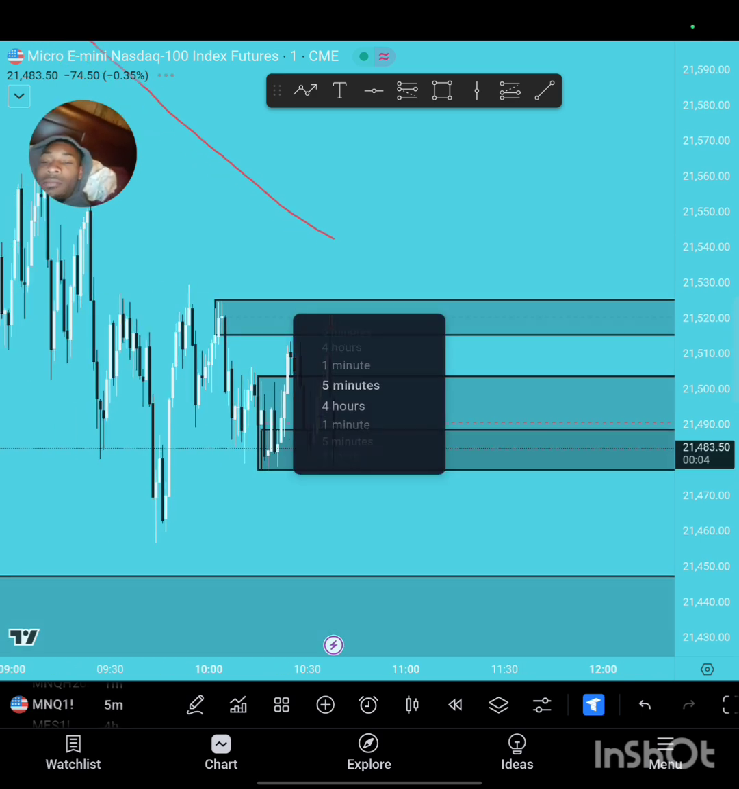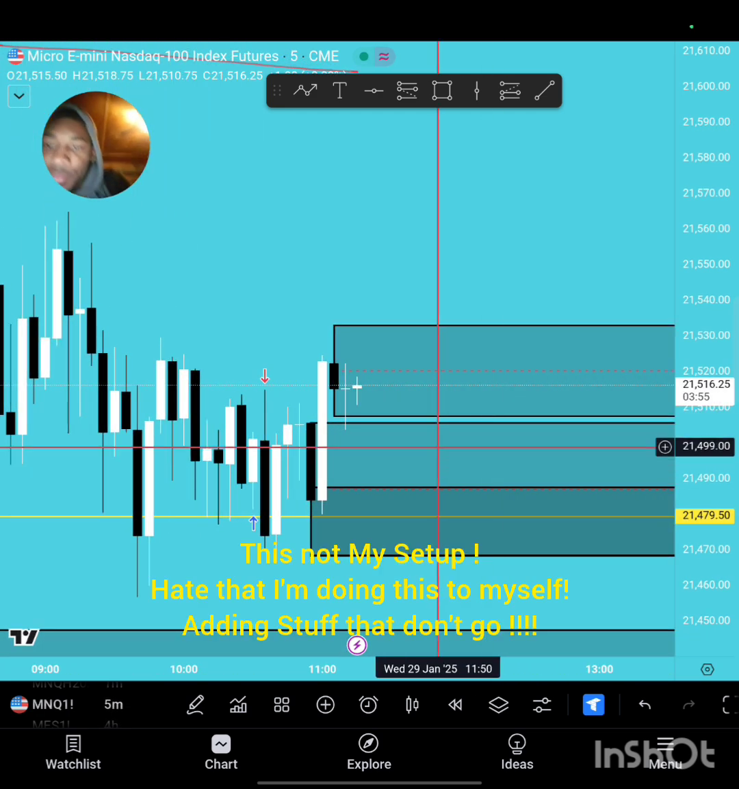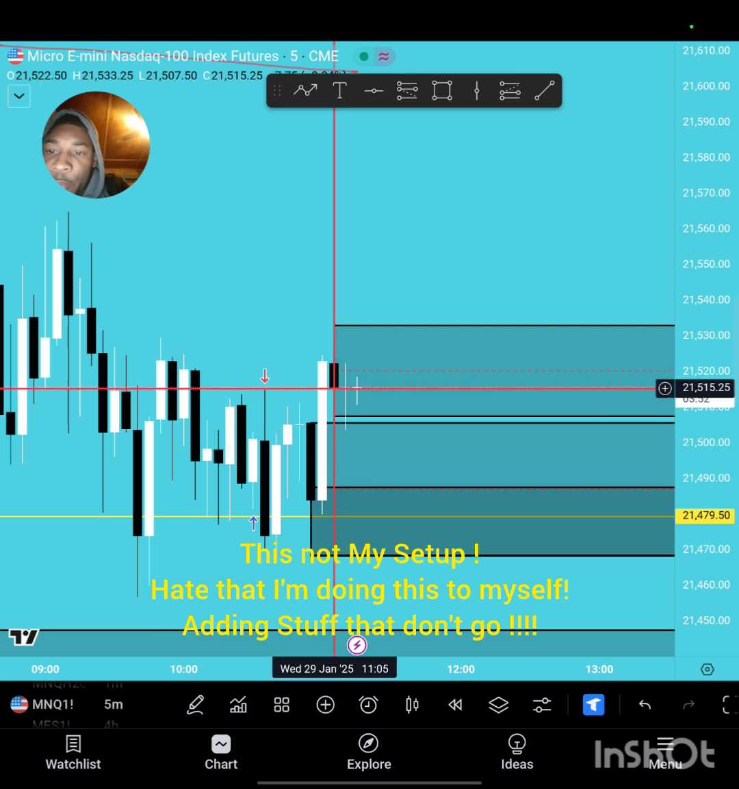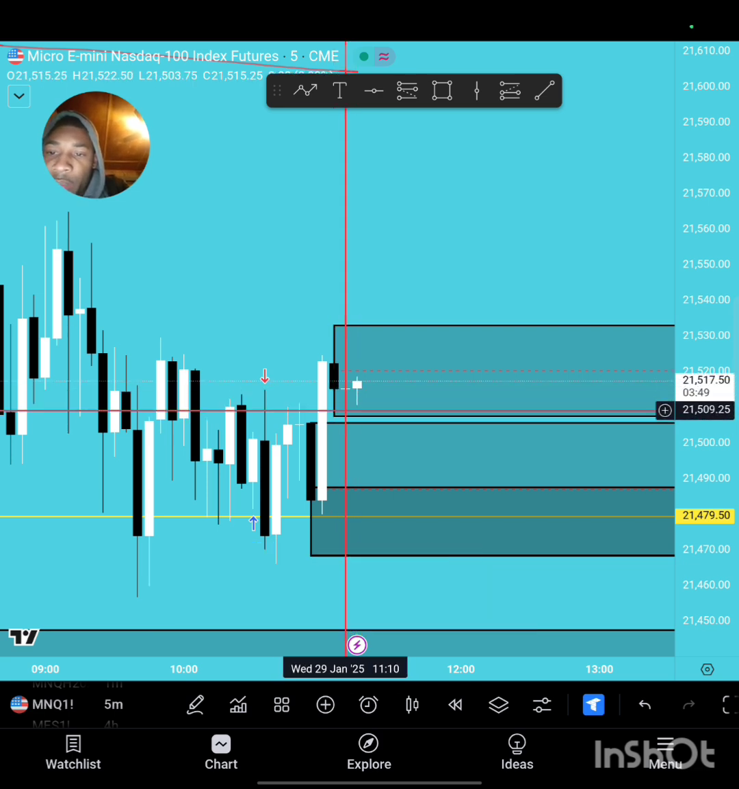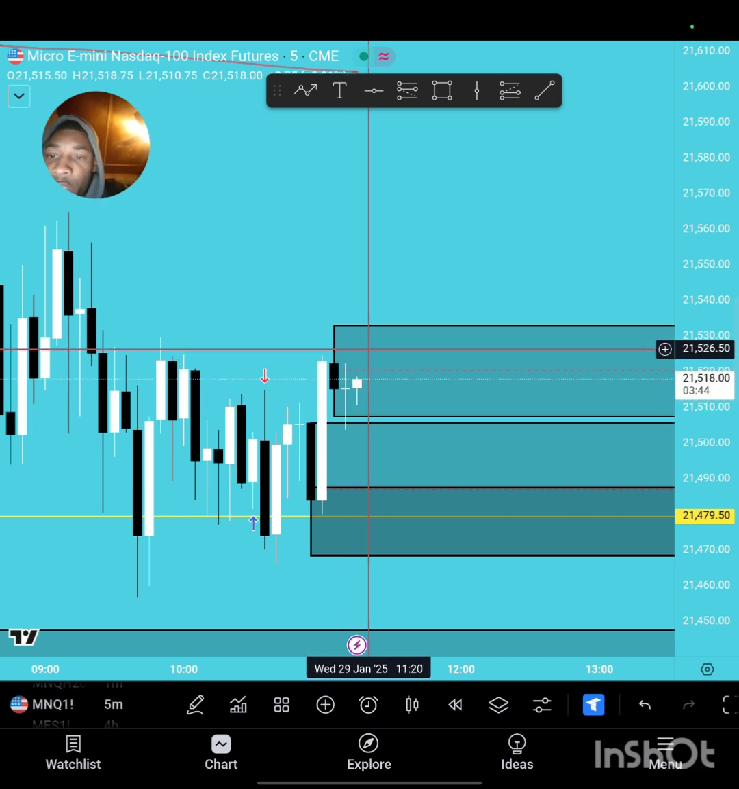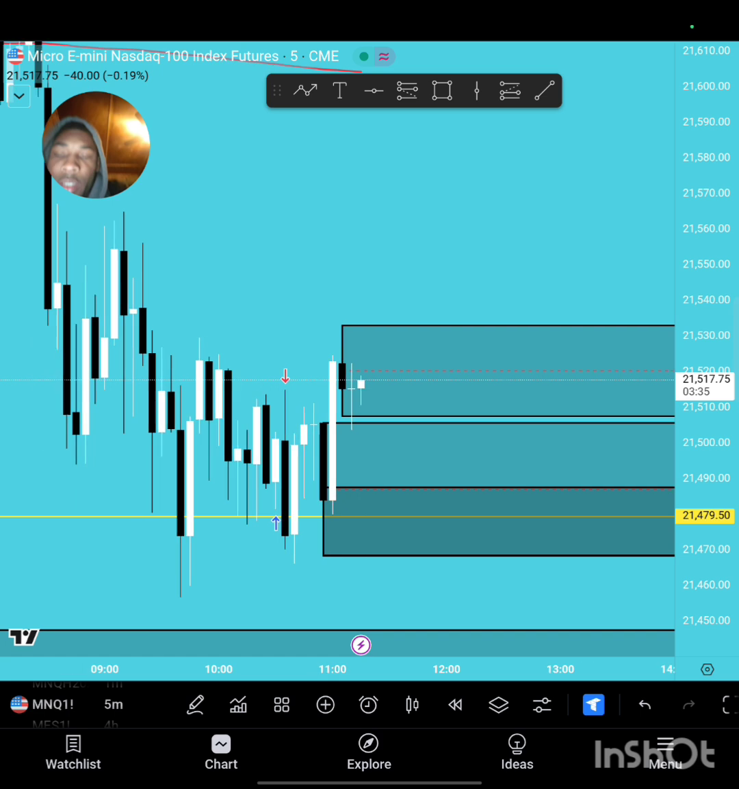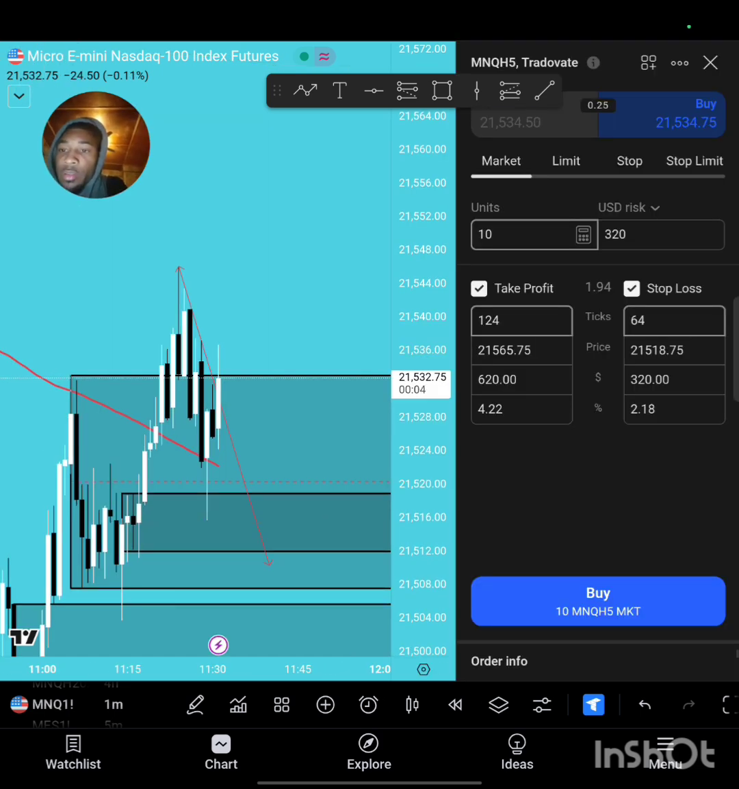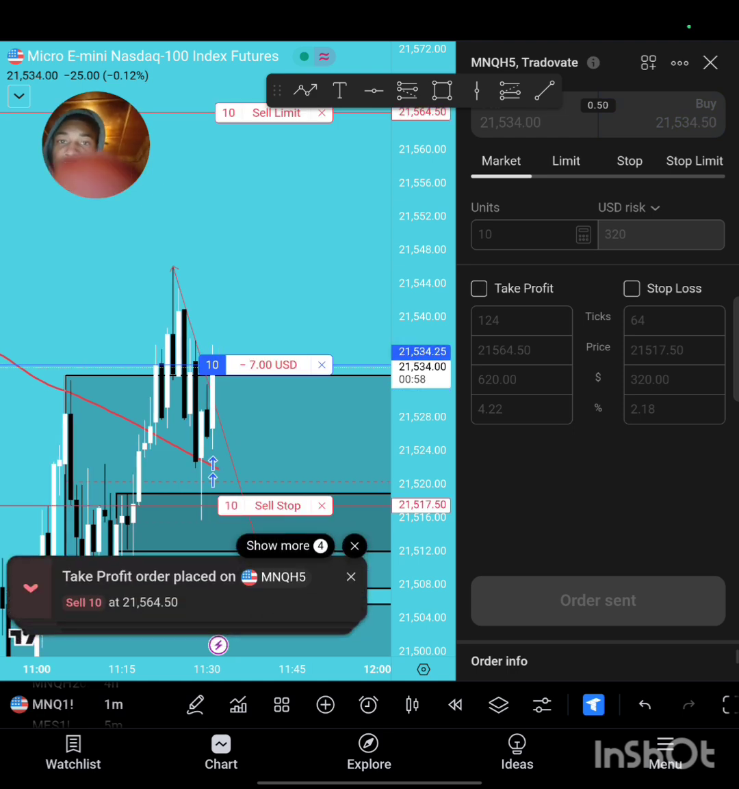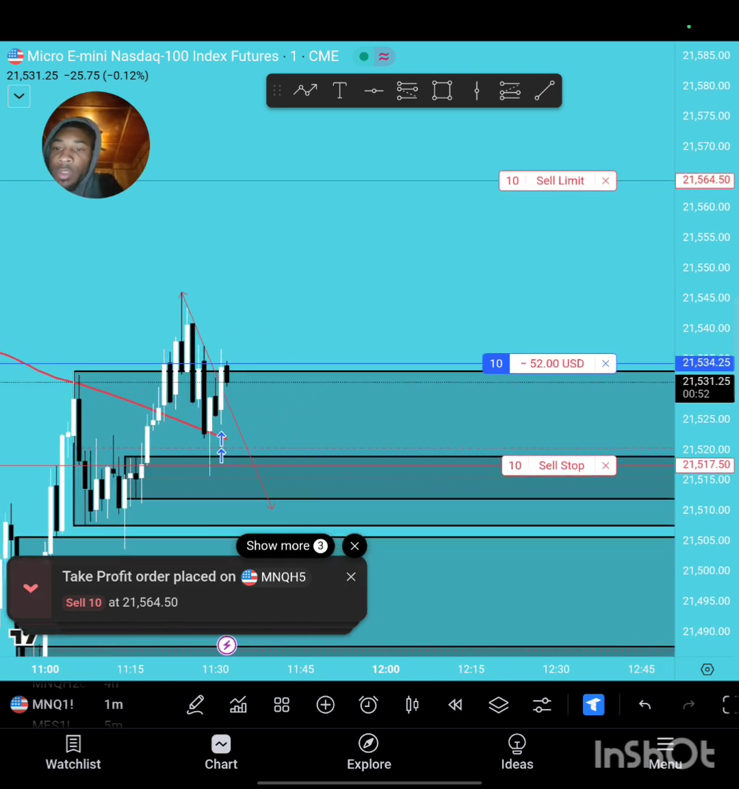Got another level right here, and it tapped that demand. We had another level right here. I wish this would have stayed black when it tapped that demand. But we know it could push up off this demand and start going up. But we still need it to break up here and then pull back for us to get in. This the last trade of the day right here. It's the last one.